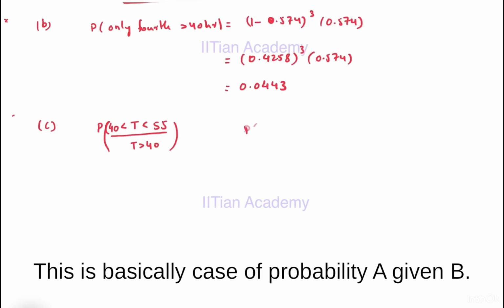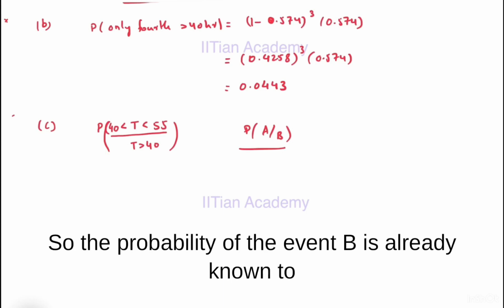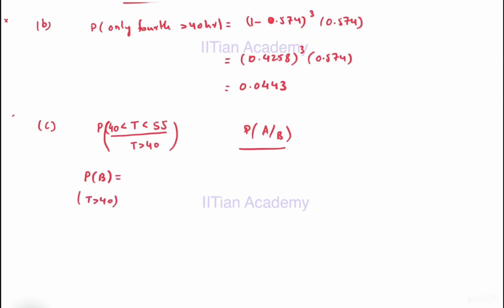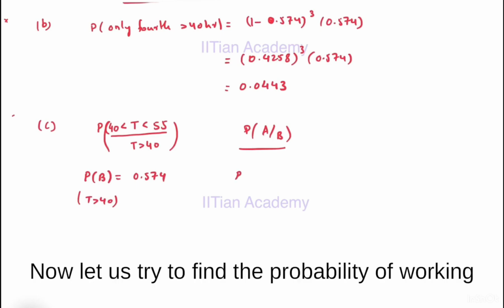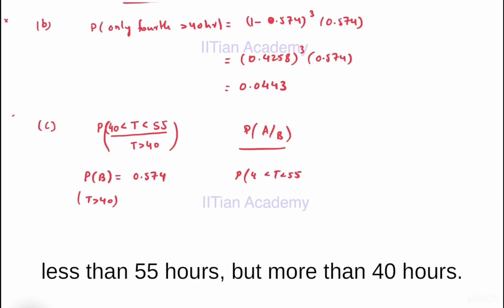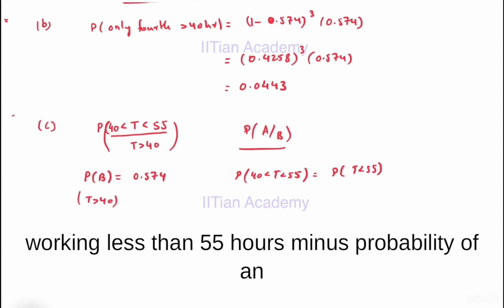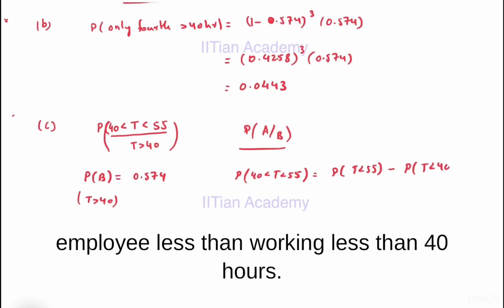So this is basically a case of probability of A given B. The probability of the event B is already known to us, that is working for more than 40 hours. This is 0.574. Now let us try to find the probability of working less than 55 hours but more than 40 hours. So this will be the probability of an employee working less than 55 hours minus the probability of an employee working less than 40 hours.